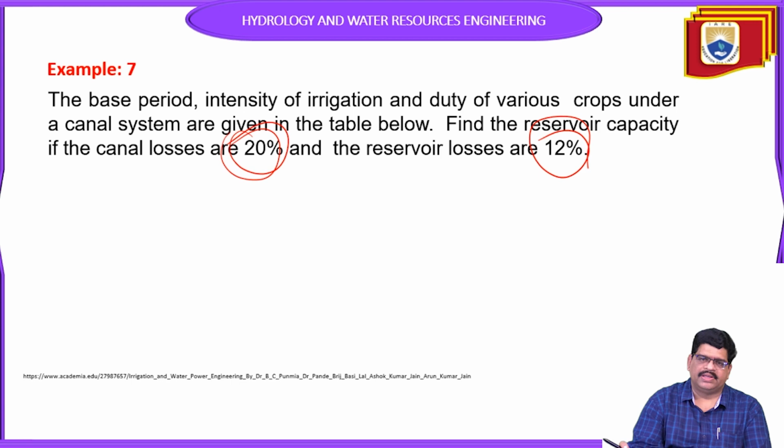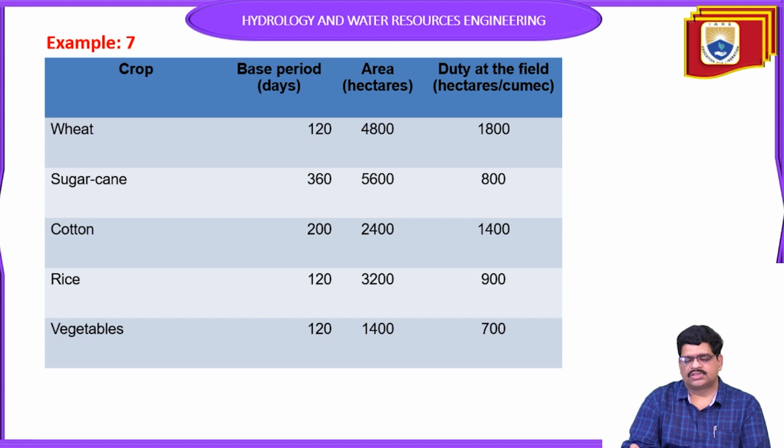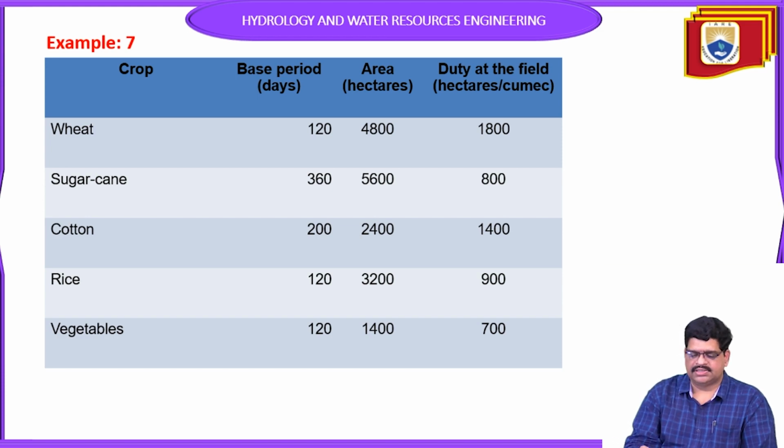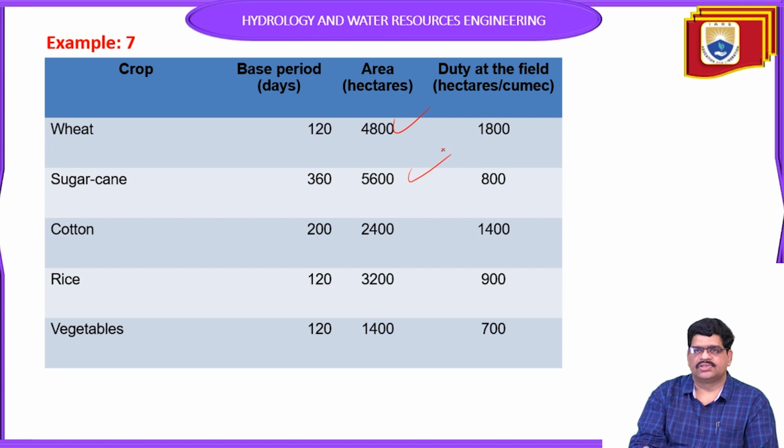The losses can be evaporation, infiltration, whatever it is; the losses can be in the canal as well as the reservoir. The data is given crop-wise: wheat, sugarcane, cotton, rice and vegetables, and the areas that can be irrigated in hectares are 4,800, 5,600, 2,400. The duty in hectares per cumec is 1800, 800, 1400, 900, 700.